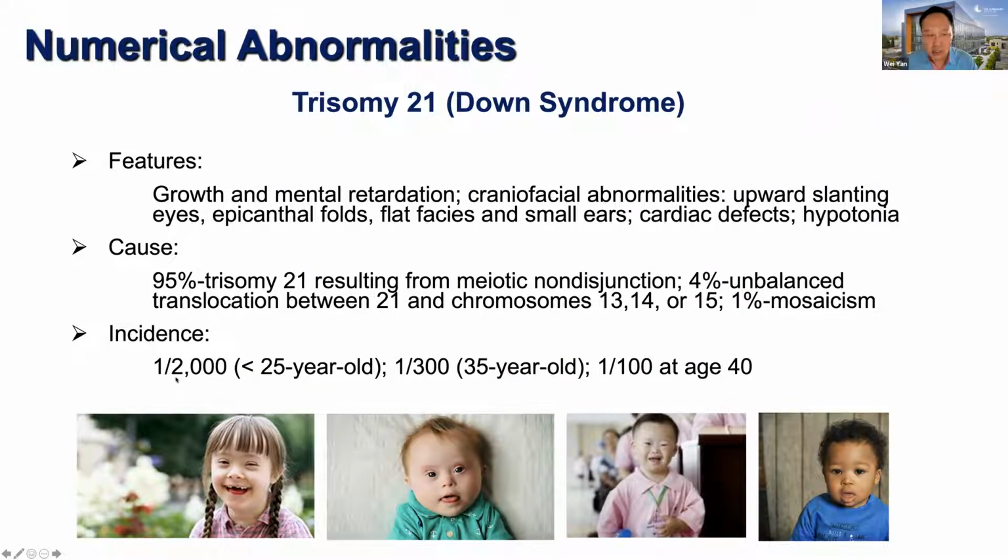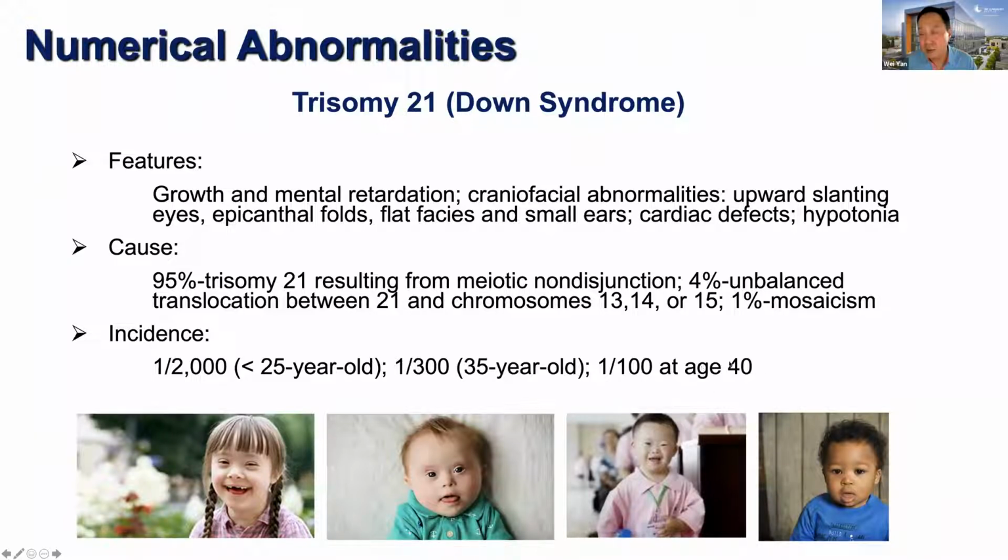And so the incidence is about 1 out of 2,000 newborns. So I marked the age. This is the mom's age. If a mom gave birth to a baby and the mom's age is younger than 21, the chance is 1 out of 2,000. If mom's age reaches 35, it's 1 out of 300. If mom's age is over 40, then it's 1 out of 100. As you can see, with aging, the incidence of Down syndrome increases dramatically.